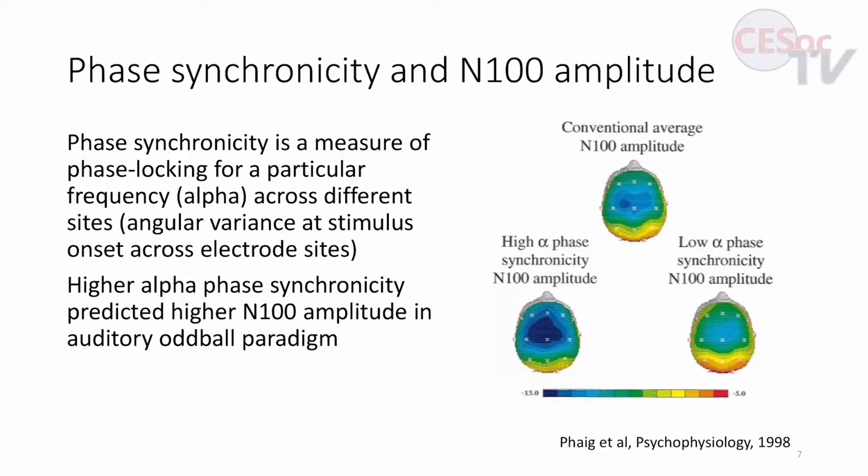Another study examined N100 amplitude, which is an ERP component, the most general one that is observed as a reaction to, well, most often auditory stimuli. And it was shown that phase synchronicity, so how synchronized are different parts of the brain, predicted higher N100 amplitude. And such research can help explain the huge variability in EEG signal that we observe.